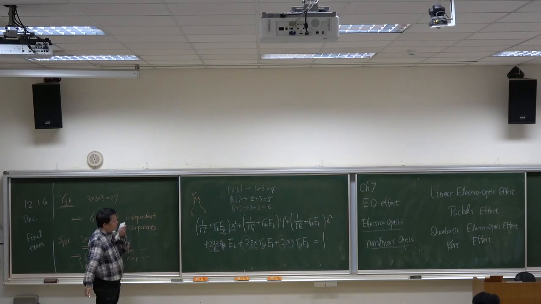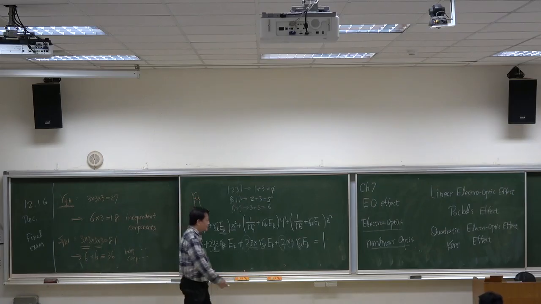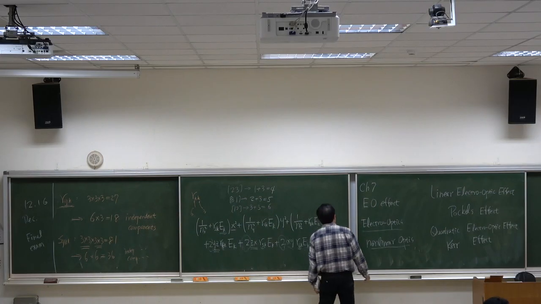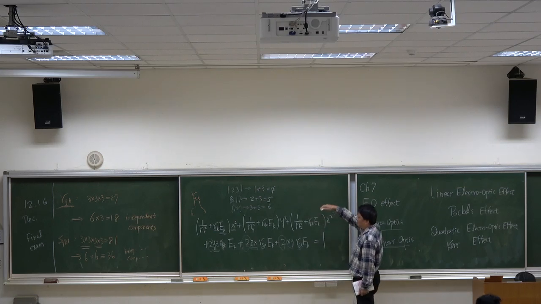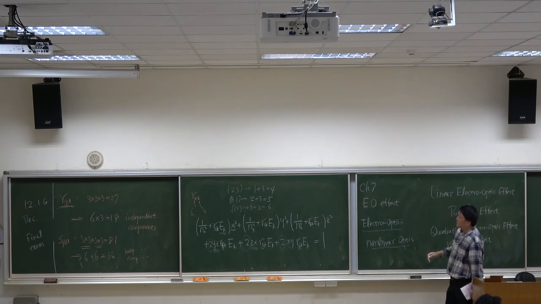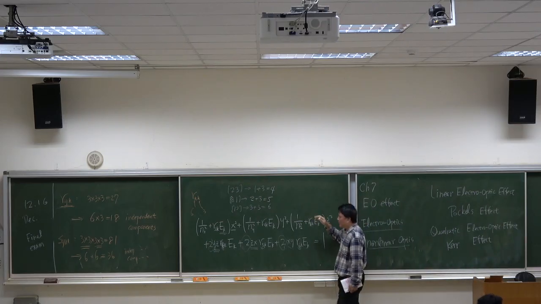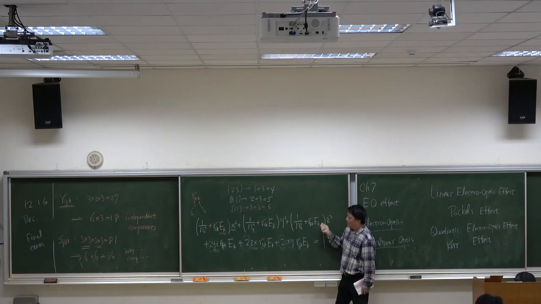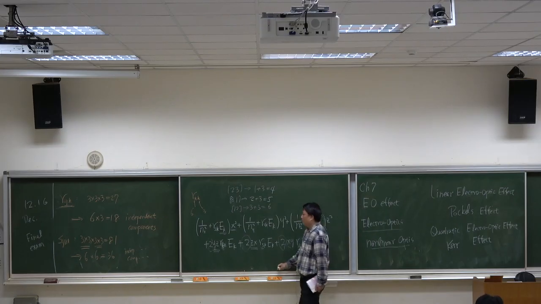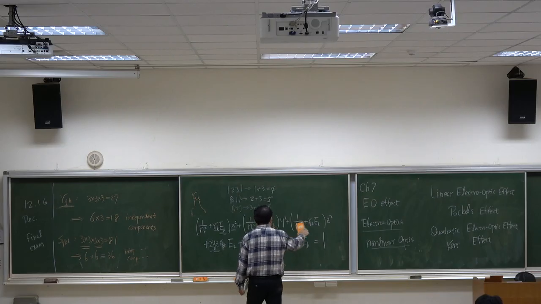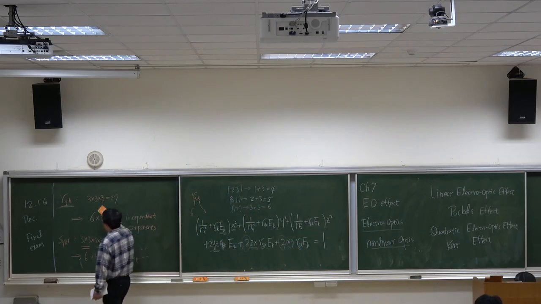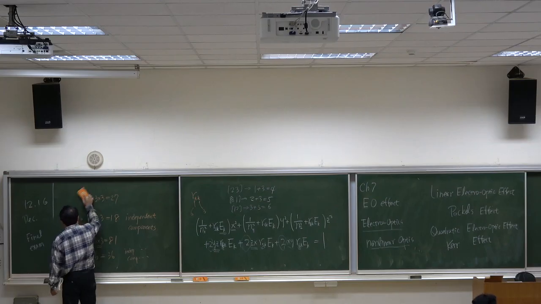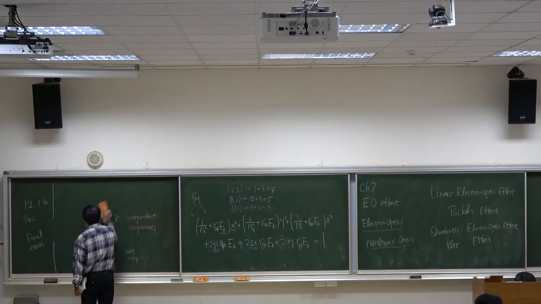好，所以我们的线性 EO effect 的新的 index ellipsoid 在加电场时候就长这样。现在我们要挑一些特例来看怎么处理。So in general, for the linear EO effect, we have the modified index ellipsoid looking like this. And now we study some specific examples.